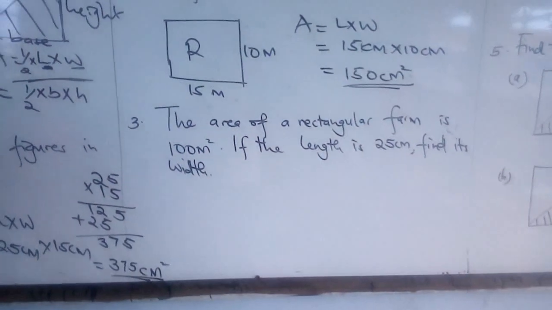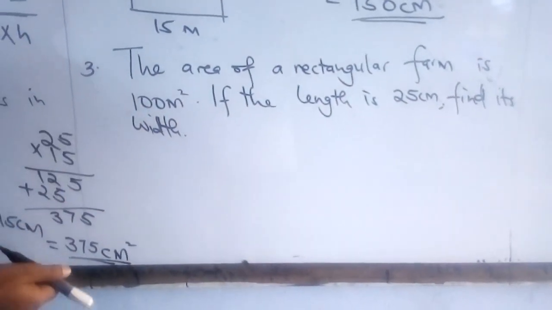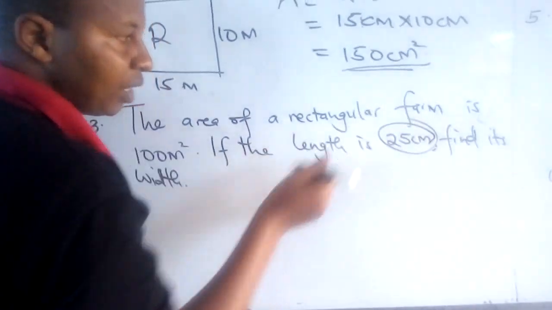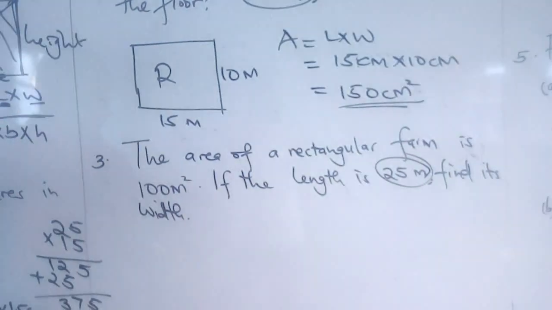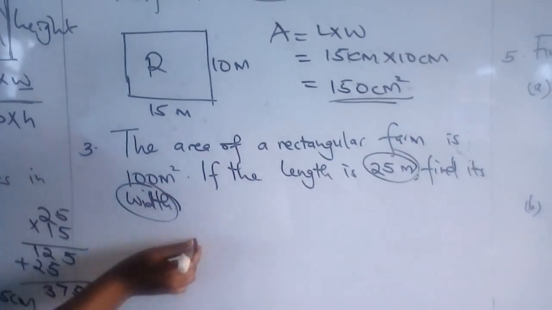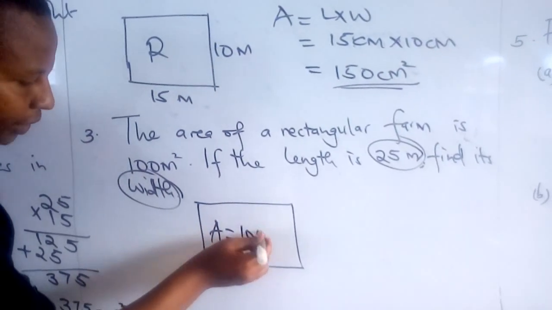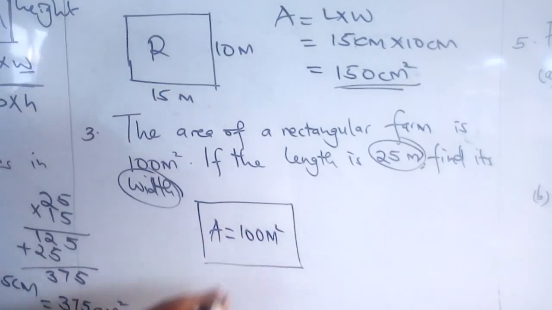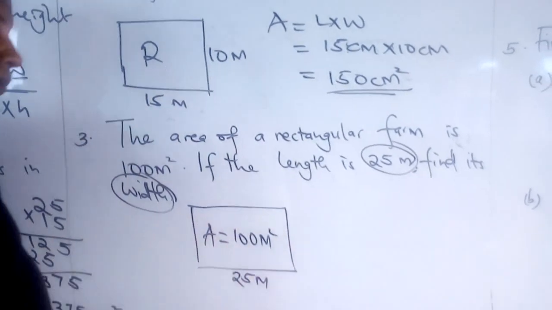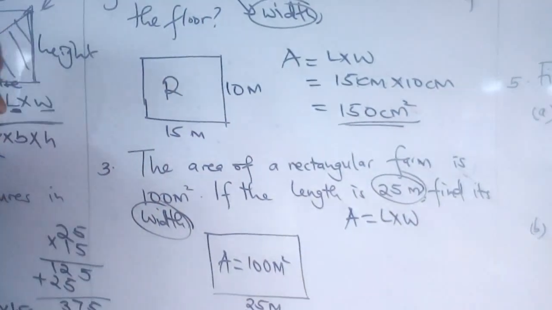Number 3, the area of a rectangular farm is 100 square meters. One of the sides, which is length, is 25 meters. Find its width. So we are told to find one of the shorter sides. Sketch. The area here is 100 square meters. Length is 25 meters. So now we know that area is equal to length times width.